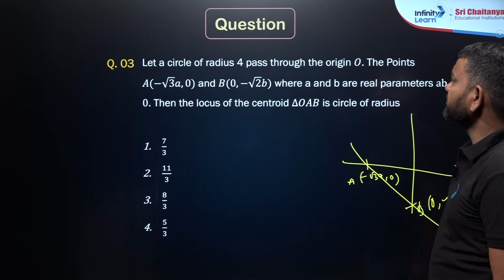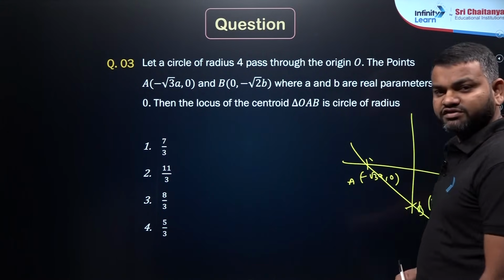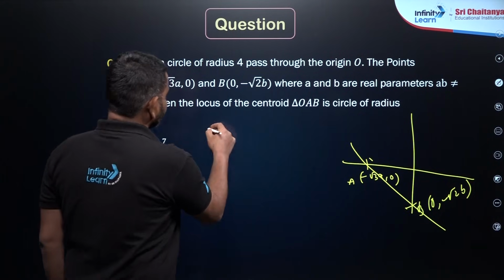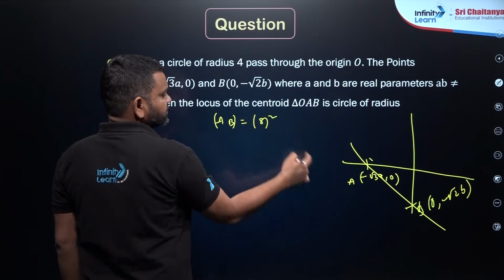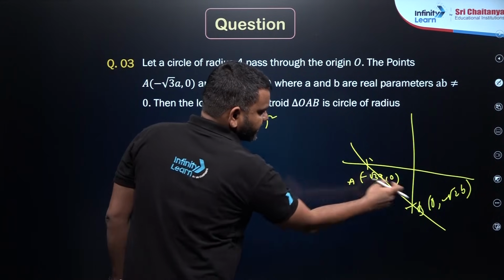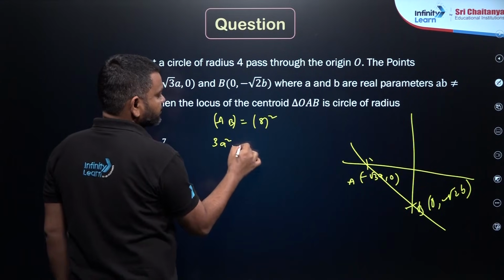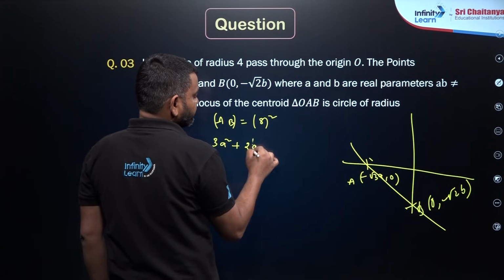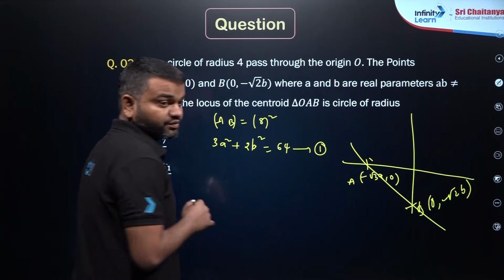They have given that the radius is 4, so this is going to be the diameter of it. So the distance between these two is going to be 8. So AB is basically equal to 8. Squaring on both sides, x2 minus x1 whole square is going to give you 3a square, plus y2 minus y1 whole square is going to give you 2b square, that is going to be equal to 64. This I have as one equation.